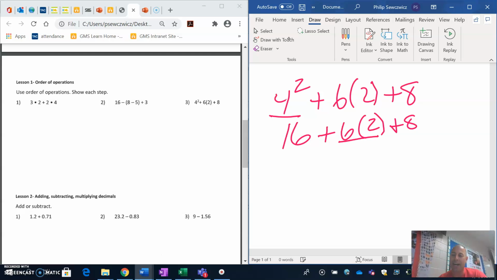So multiplication comes first, and 6 times 2 is 12. Bring it on down, and bring everything else down. That's the whole addition. If you just work left to right here, you want to do 16 plus 12, which is 28, and then 28 plus your 8 to get 36. That's all good as well.